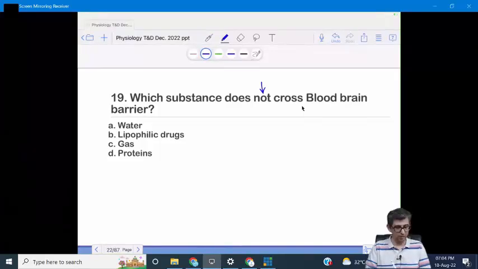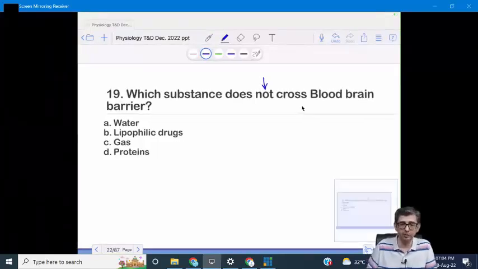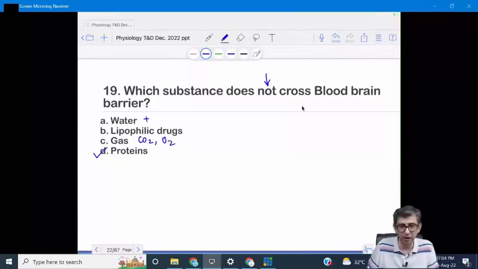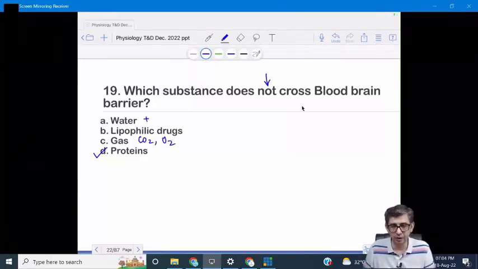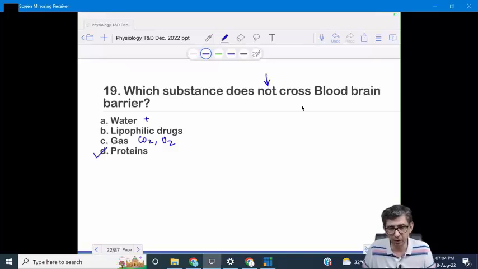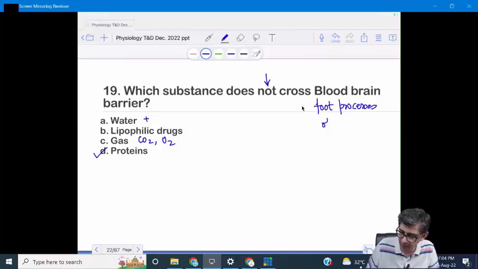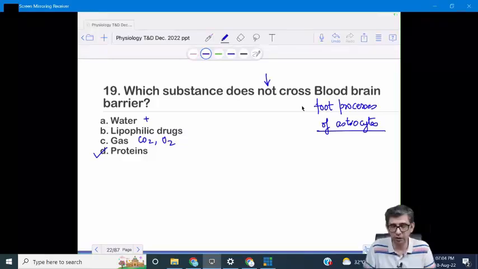The answer to this question would turn out to be option number D. That would be proteins. Water is freely permeable. Gases like carbon dioxide and oxygen can also travel very easily. Lipophilic drugs, meaning fat soluble drugs, can also travel very easily across the blood-brain barrier. The blood-brain barrier is composed of the foot processes of astrocytes. It is freely permeable to oxygen, carbon dioxide, water, and fat soluble drugs, but is not going to allow transport of proteins. Answer to 19 is D.